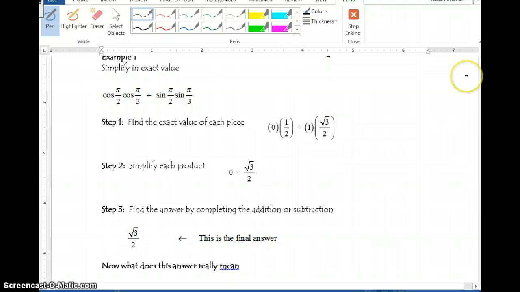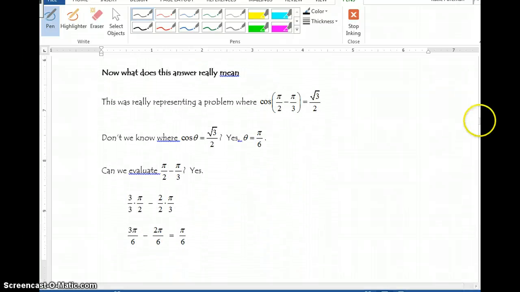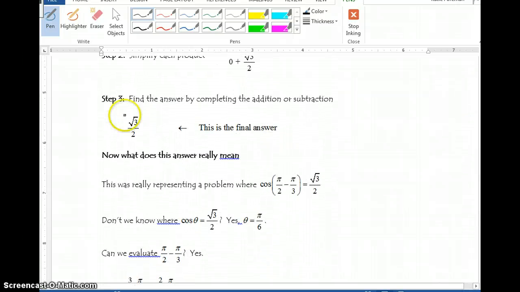Alright, so first we show you how the expansion works. When you simplify to an exact value, okay, cosine of pi over 2 from our exact value chart we know is 0, cosine of pi over 3 is a half, plus sine of pi over 2 is 1, sine of pi over 3 is square root of 3 over 2. Simplify each product. 0 times anything is 0, 1 times anything is itself. So this is what your final answer is. Square root of 3 over 2.